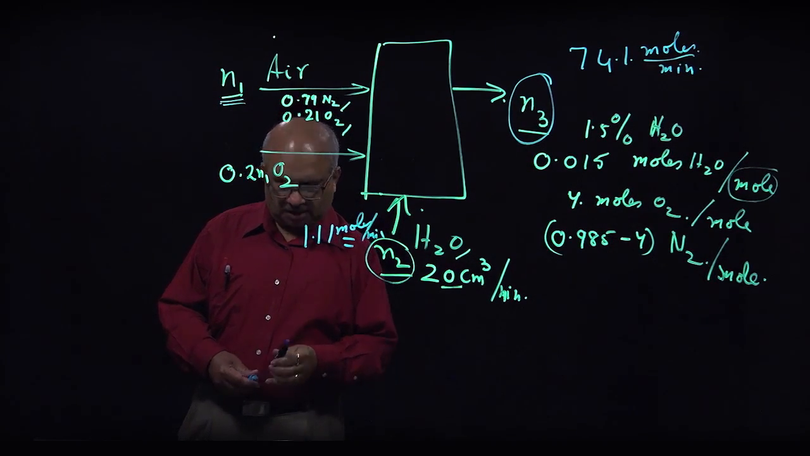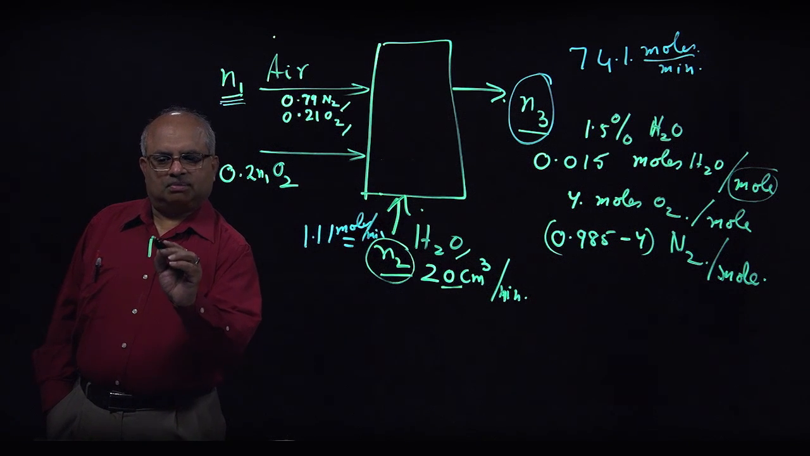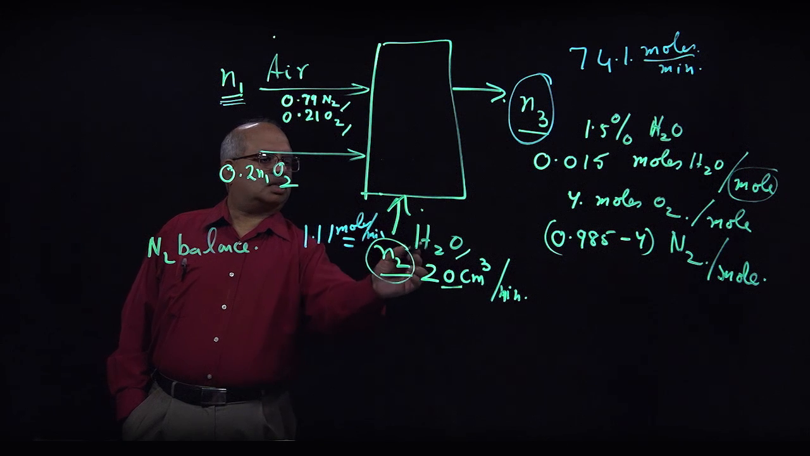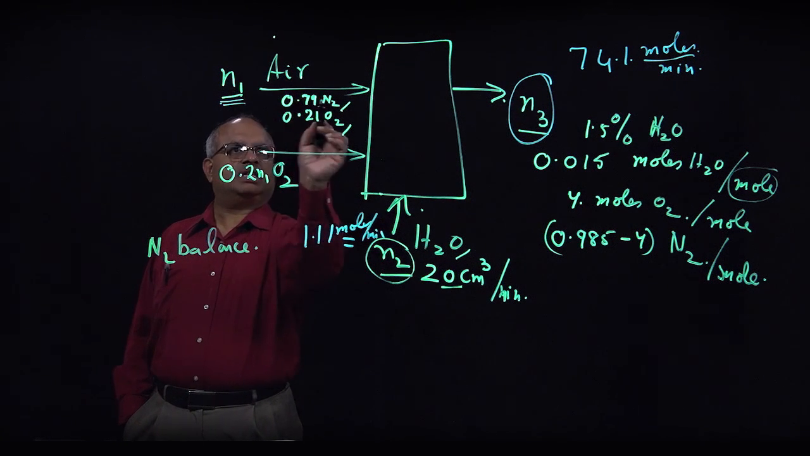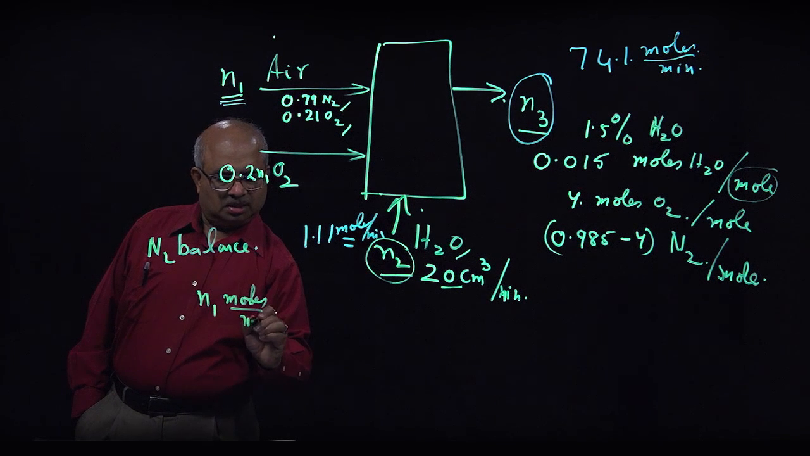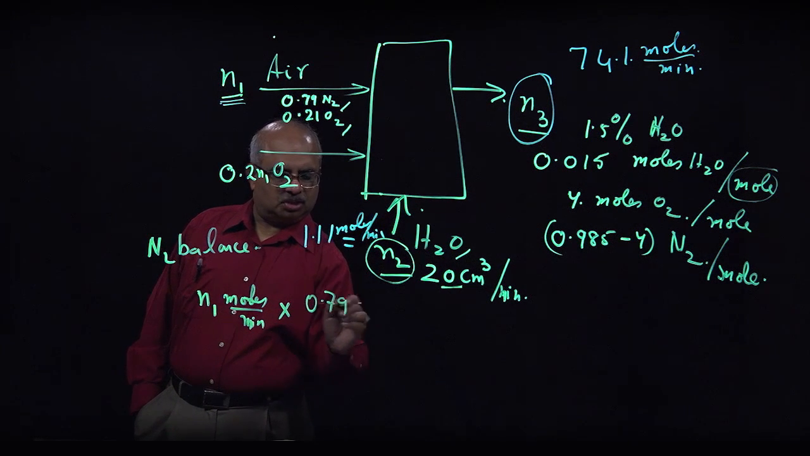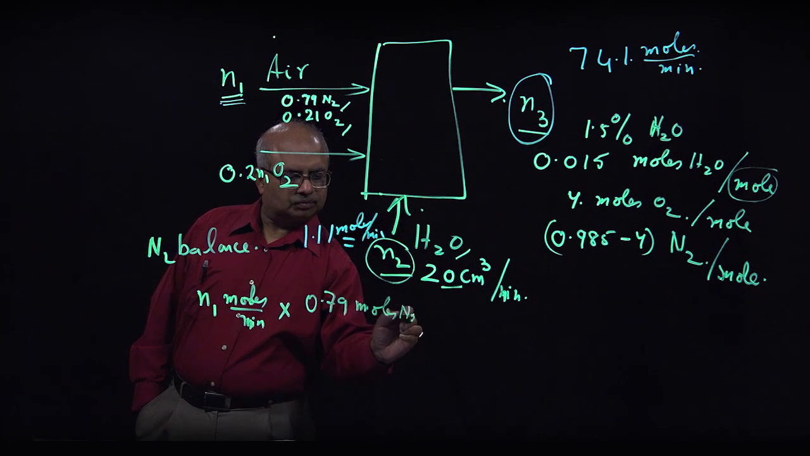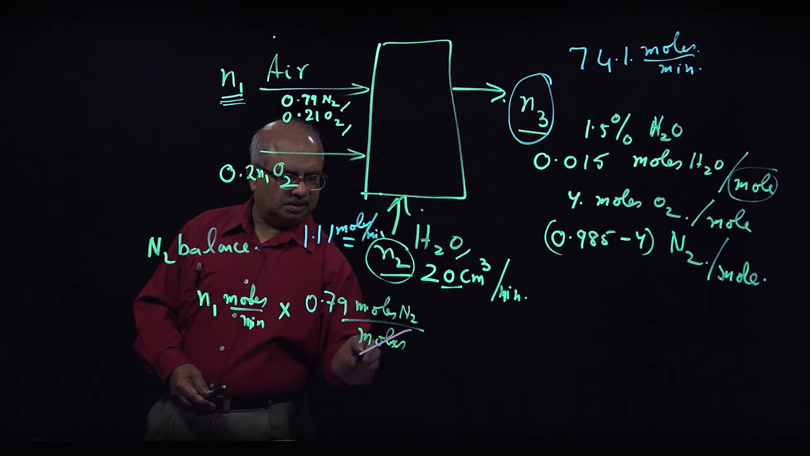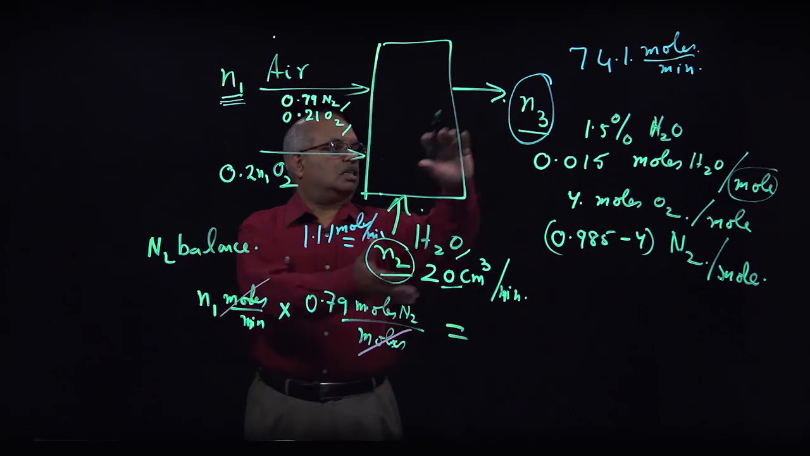So doing nitrogen balance here, let me use this green again. So nitrogen balance, if we look at, nitrogen is not there in this stream, nitrogen is going only in this stream. So N1 moles per minute, if it is total gas going in, times, every mole will have 0.79 of nitrogen, moles of nitrogen per mole. So moles and moles can get canceled here. So we have moles of nitrogen flowing in per mole. So this must be on the left side, must be equal to the nitrogen that is going out here.